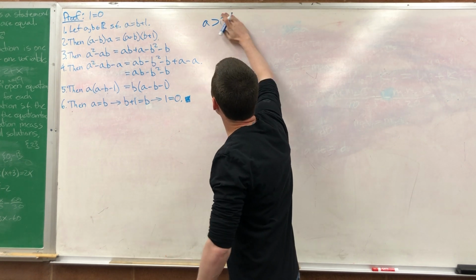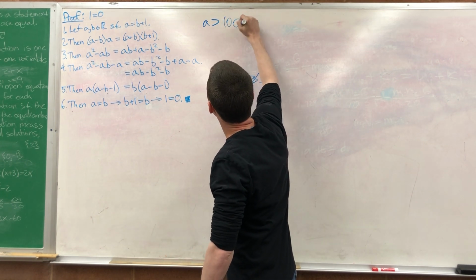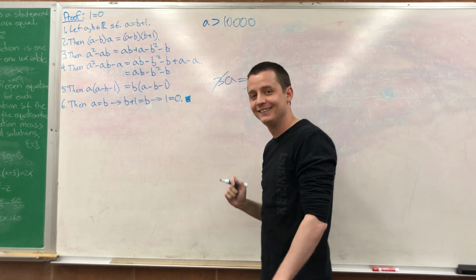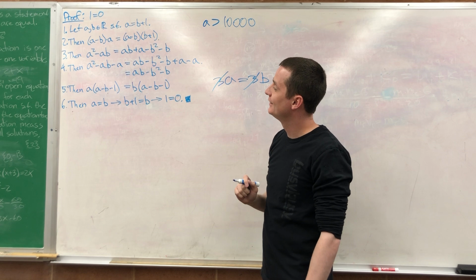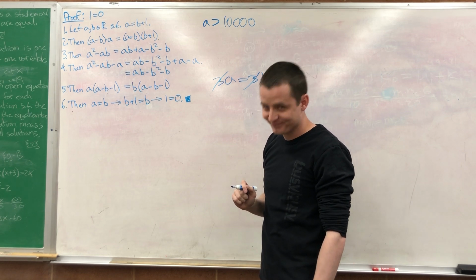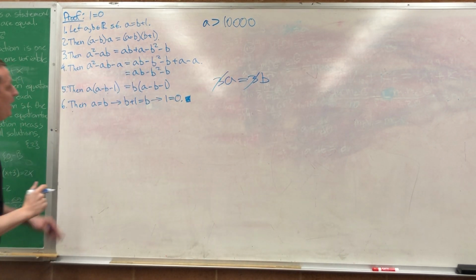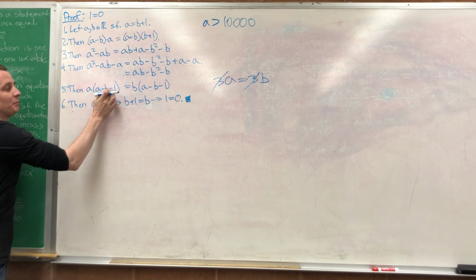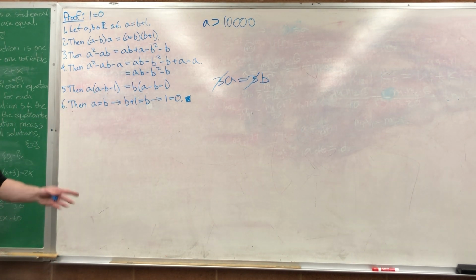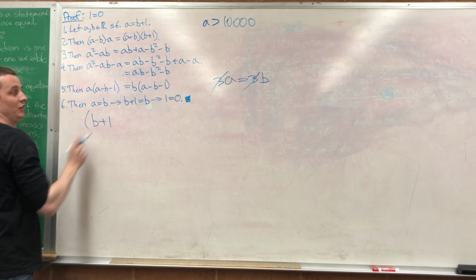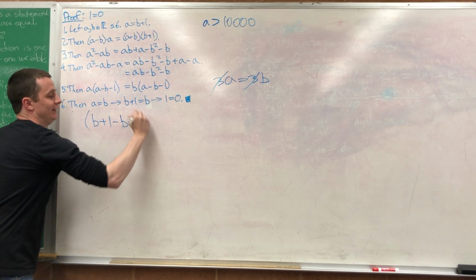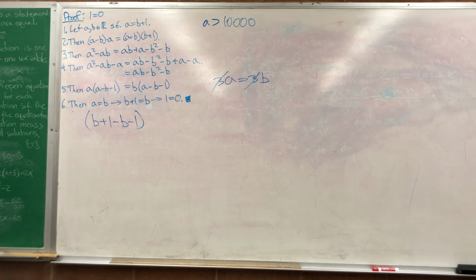Okay, so what if we made A bigger than 10,000? Oh my goodness. Okay. Then A is 10,002 and B is 10,001. I wish you'd just notice it. A minus B minus 1 is always 0. What is A? It's B plus 1. Oh, duh. A minus B minus 1. It's always 0. You can always find numbers, maybe.